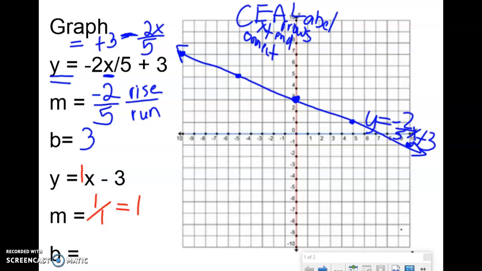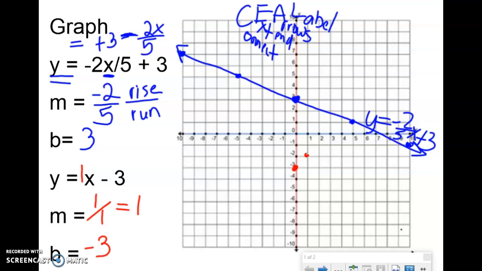So then the b value is the y-intercept, and again, the number that doesn't have any variable next to it would be -3, your y-intercept, and your starting point. So that's the first point we put down on the graph. Now this one's going to move up 1 and right 1.